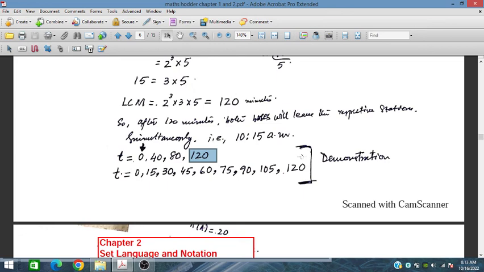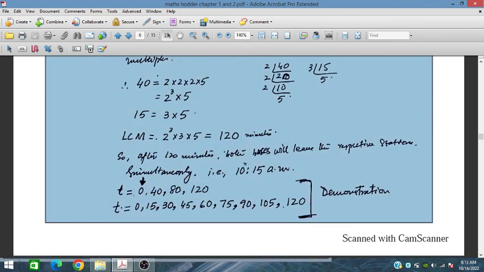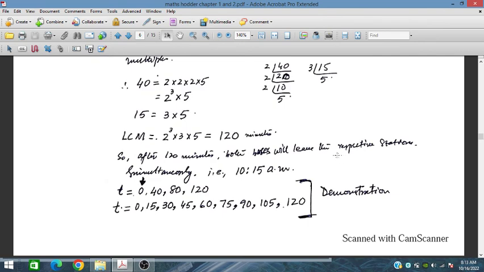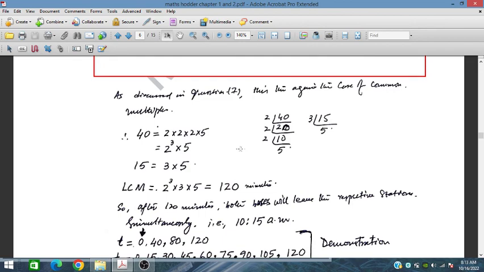So one has to learn these things very efficiently, because the purpose of LCM and HCF should be very clear. This is the basic problem in our education system, that we don't understand what we are learning.